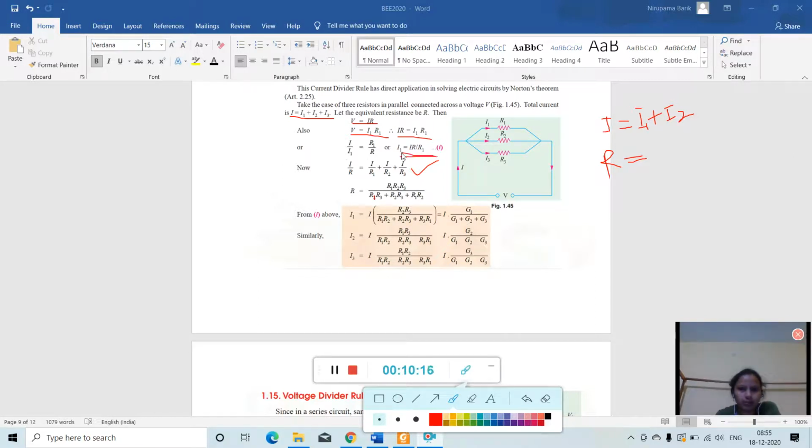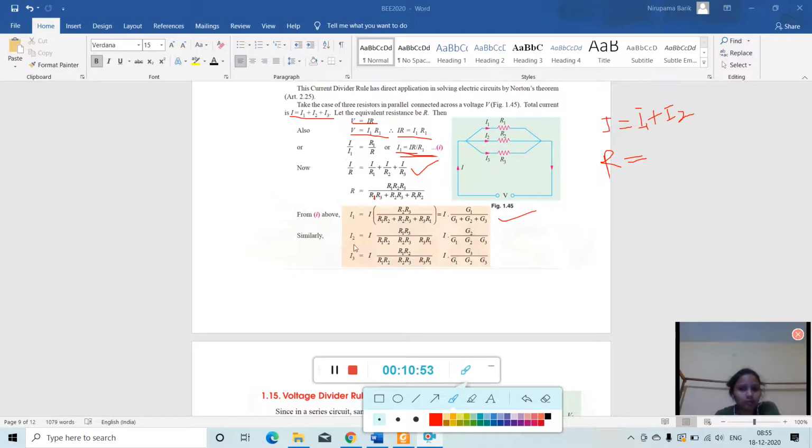If I put this R expression in this equation where we find I1, then I1 is equal to I into R. Putting the R expression here, R1 R2 R3 by R1 R2 plus R2 R3 plus R3 R1, divided by R1. So R1 and R1 cancel out each other, and the final expression is I1 is equal to I into R2 R3 divided by R1 R2 plus R2 R3 plus R3 R1. In terms of conductance, I1 is equal to I into G1 divided by G1 plus G2 plus G3. This is the I1 expression.